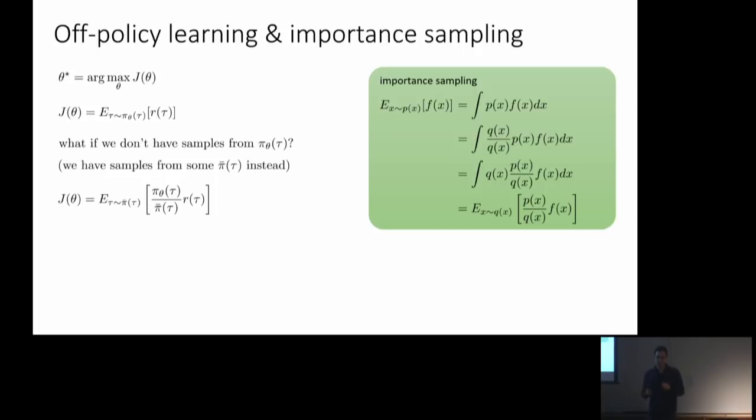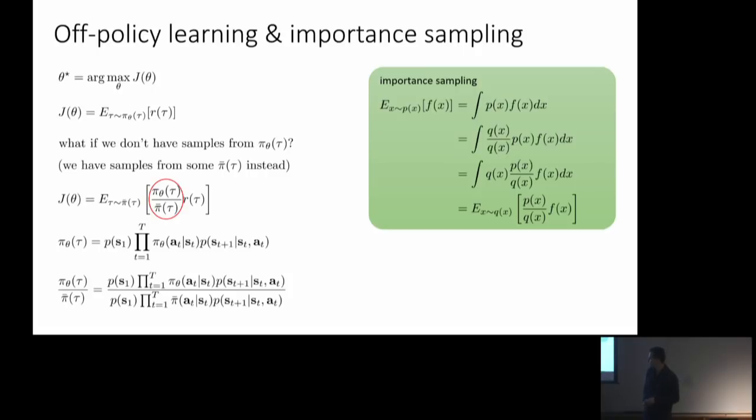OK, that's very simple. But now we might be in a little bit of trouble, because remember what pi theta of tau is equal to. It's equal to this huge product involving initial state probabilities, transition probabilities, and policies. And we don't even know those transition probabilities. So we can't actually calculate pi theta of tau, and we cannot calculate pi bar of tau. But what we can do is write out what they're equal to, and substitute their actual definition into that ratio. And the ratio is complicated. It's a ratio of these two gigantic products.